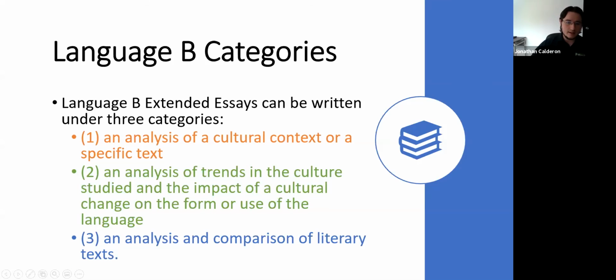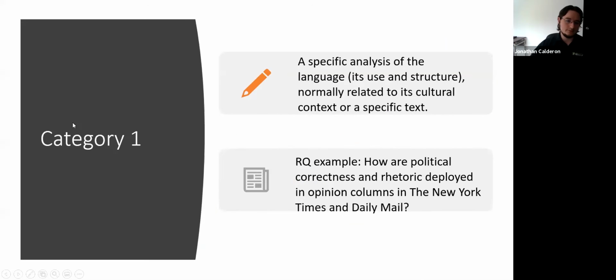So the first one is an analysis of a cultural context or a specific text. Number 2 is an analysis of trends in the culture studied and the impact of a cultural change on the form or use of the language. And number 3, which is my personal favorite, an analysis and comparison of literary texts, okay? So the first one, which is category 1. As I just read, it's a specific analysis of the language, its use and structure, normally related to its cultural context or a specific text.